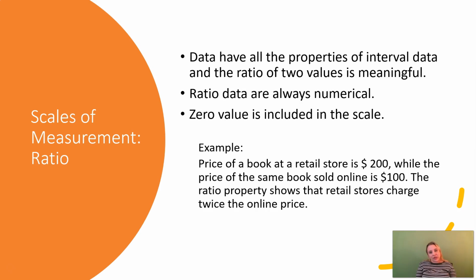The ratio scale of measurement has all of the properties of the interval data that we've talked about. In addition, the ratio of two values is also meaningful. Ratio data is always numerical, but in this case, the zero value is included in our scale. So here, for example, the price of a book at a retail store being $200, while the same book being sold online for $100, shows us the ratio property: the retail store charges twice as much compared to our online price.